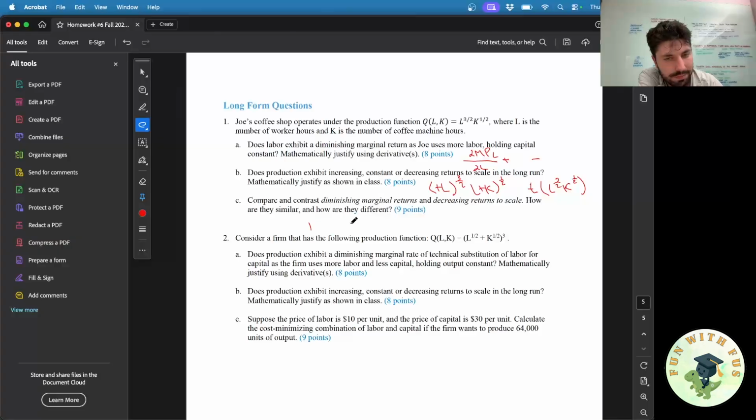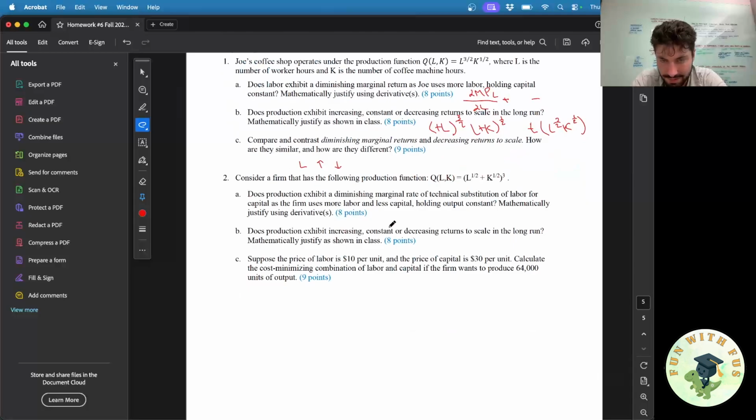So I think one piece would be you're only changing one good with diminishing marginal returns. So does labor give me positive returns at a diminishing rate, for example, whereas returns to scale is you're doing both L and K at the same time and seeing, is that a diminishing rate? So that's probably the main thing I would take away, but maybe it's different.